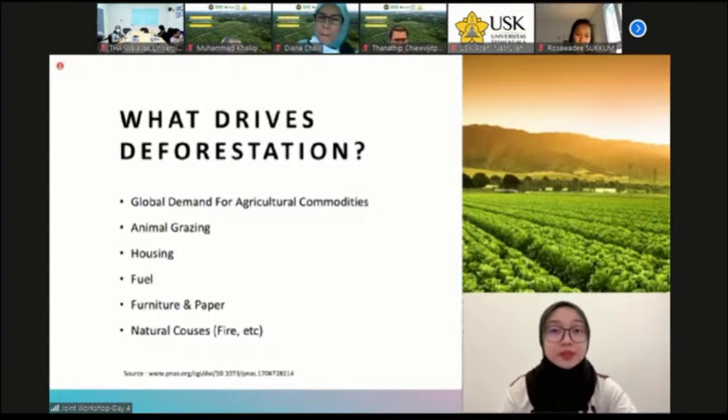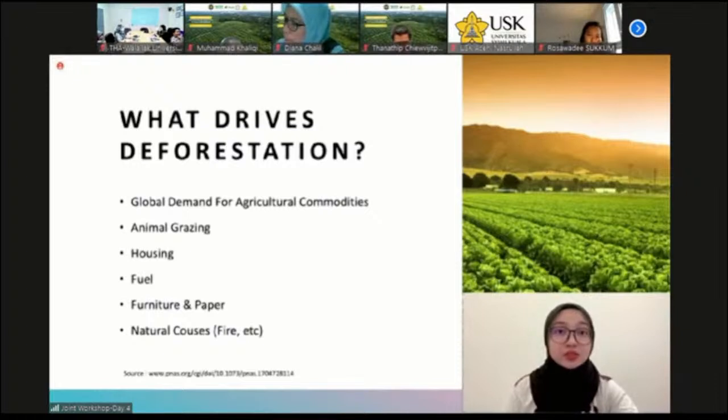Fuel, furniture, and paper. This is because most people who cut down trees do not plant others in their place. Also, if all the above needs are to be met by cutting down trees, even planting two for every tree cut will not prevent desertification. This is because trees take so long to grow and mature, especially hardwood trees. And the last one is natural causes such as fire and others.